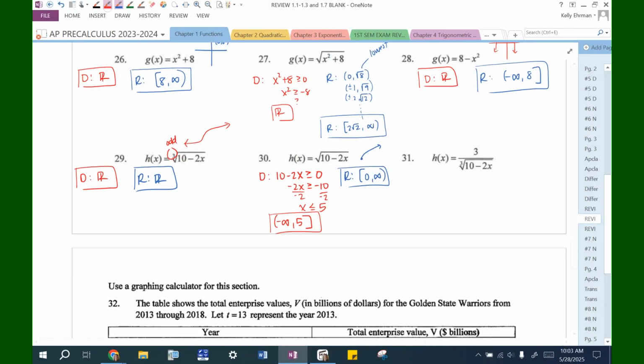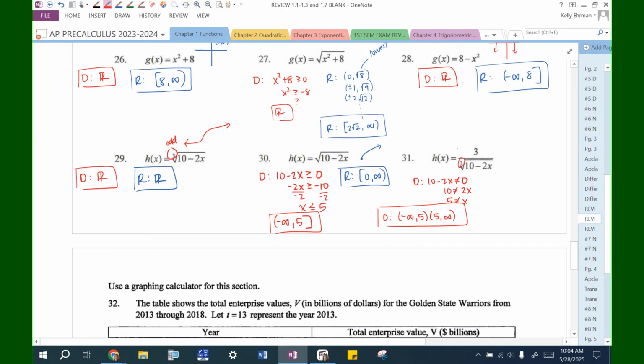And then finally, what if we have a cube root in the denominator? So remember, there's no restriction to the cube root itself. So that was all reals. But as soon as you put it in the denominator, it's the same idea as, what if it were just 3 over 10 minus 2x? So we just have to make sure that 10 minus 2x never equals 0. That means that 10 can't equal 2x and 5 can't equal x. So domain is anything except for 5. That way we don't divide by 0.